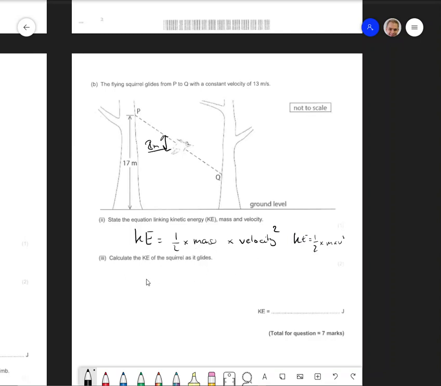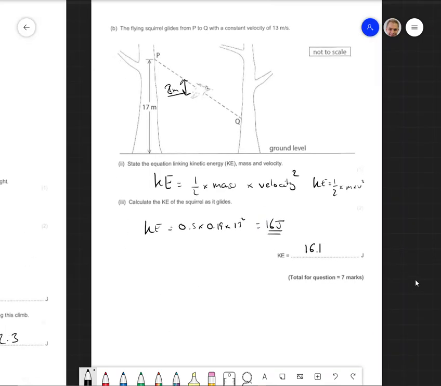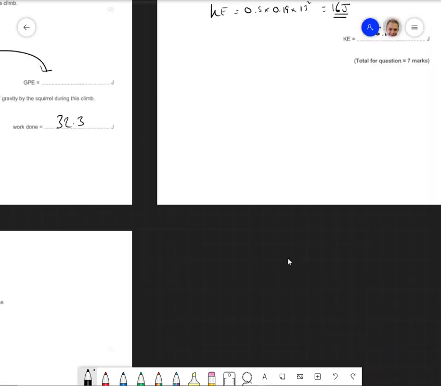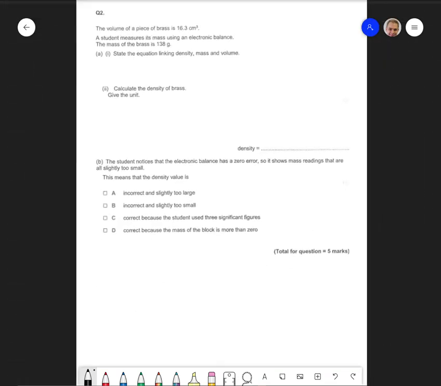Calculate the kinetic energy of the squirrel. Again, you're going to get a mark for substitution and then a mark for the calculation. So you've got KE equals, I'm going to use 0.5 this time, 0.5 times 0.19 times 13 squared, which comes out as about 16.1 joules. You only need to write 16 because it's to the same number of significant figures as everything else. But there we go, 7 marks, nice and easy. Hopefully about recall and plugging numbers into the equation.